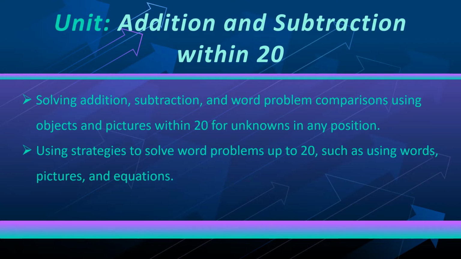This first grade unit of study, adding and subtracting within 20, encompasses the following key learning goals. Solving addition, subtraction, and word problem comparisons using objects and pictures within 20 for unknowns in any position, and using strategies to solve word problems up to 20, such as using words, pictures, and equations. These goals can also be found in the Scope 2 parent letter.